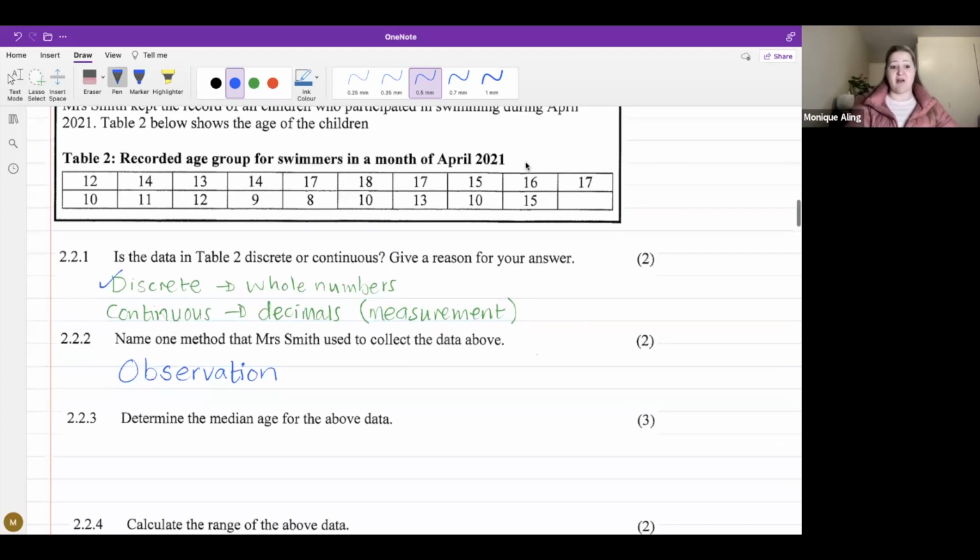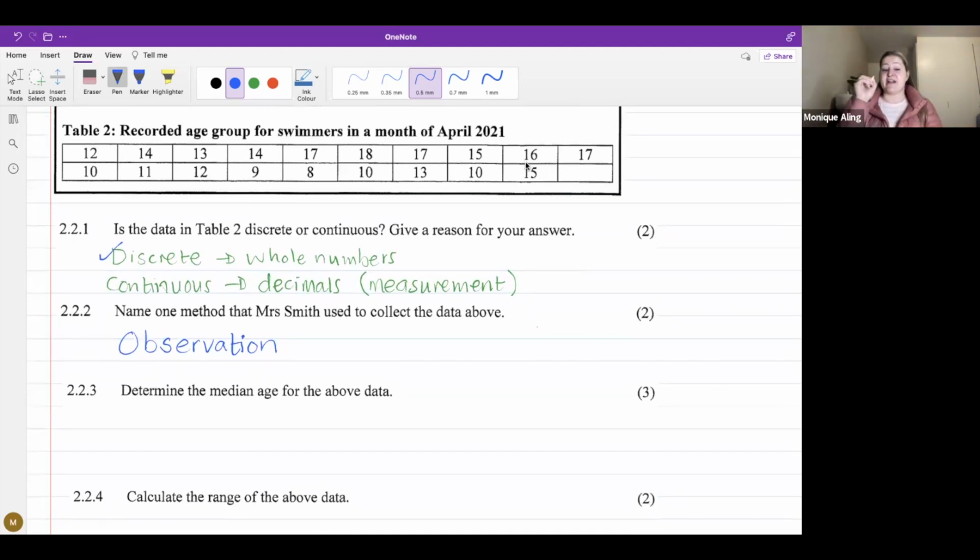So we've got all our numbers there, right? We've got 12, 14, 13, 14, 17, 18, etc. Okay, so now we need to find out the middle number of all those numbers. But remember, it needs to be of an ordered data set. So you need to go and write all those numbers in order first, smallest to biggest, and then you go and find the middle number. Okay, ma'am. Okay, perfect. Good question. Thank you, ma'am. Pleasure.